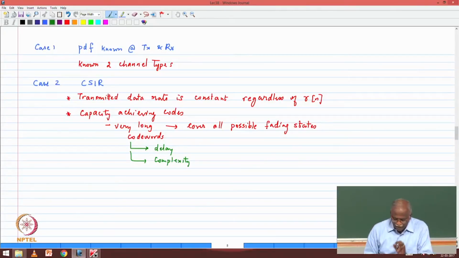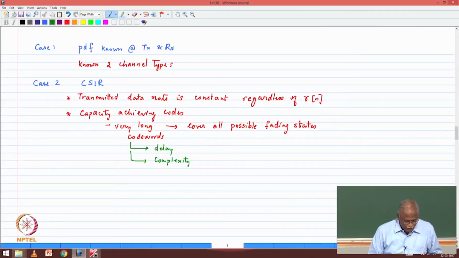Okay, so the code that has been designed must work at a constant rate under all channel conditions and give you a very low probability of error. Okay, so that is the CSIR situation.